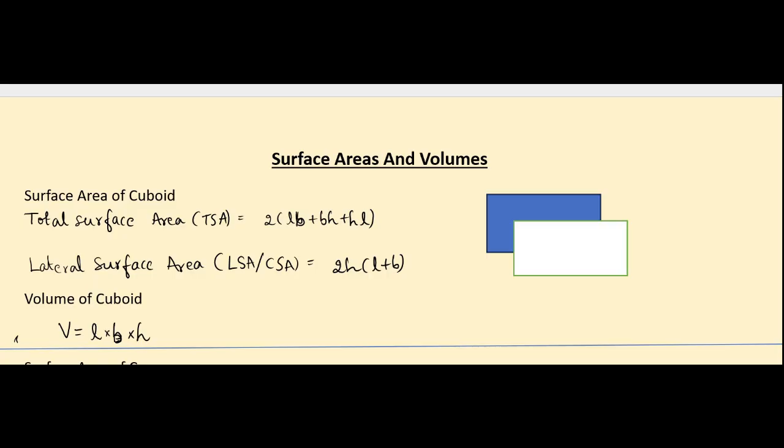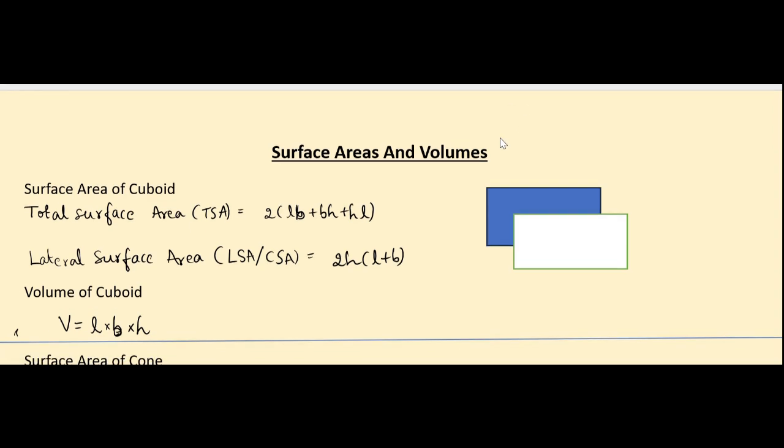In this video, we are going to discuss some of the key points related to the chapter Surface Areas and Volumes. Let us discuss some of the formulas: total surface area, lateral surface area and volume of some objects. Okay, so let us start.